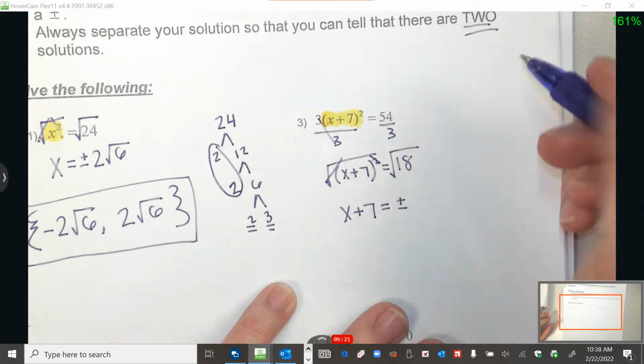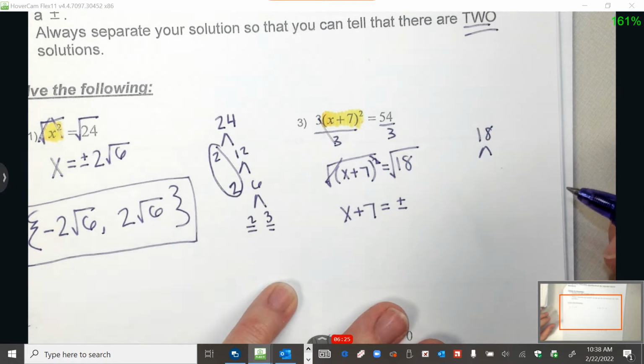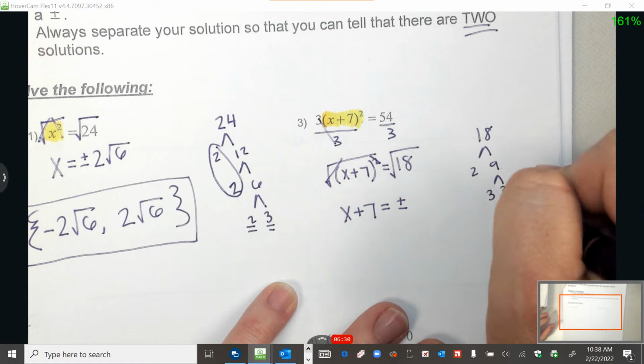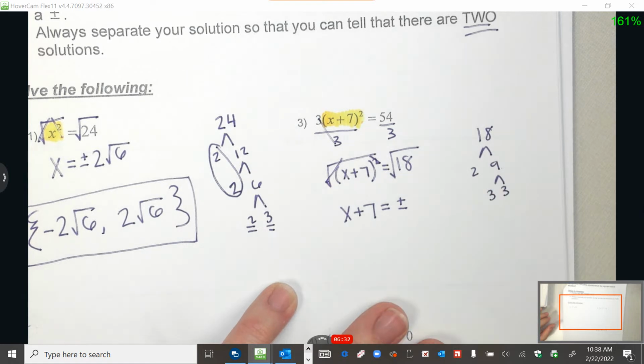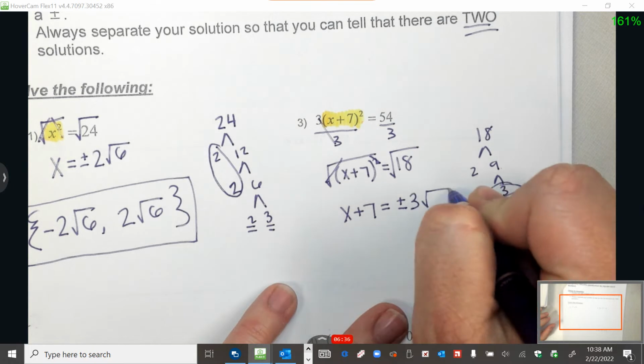What's the square root of 18? What goes into 18? 2 and 9. And 9 is a perfect square of 3 and 3, right? So what can I take out? The pair, the 3. And what stays in the house?